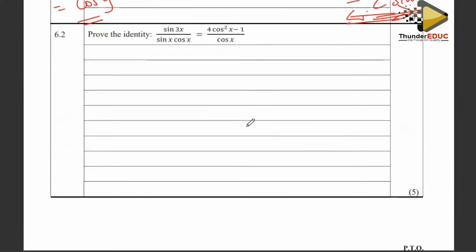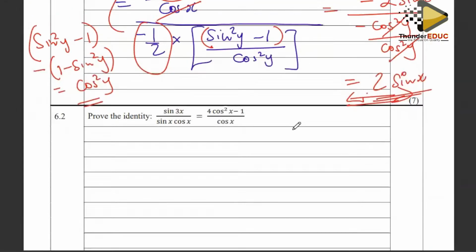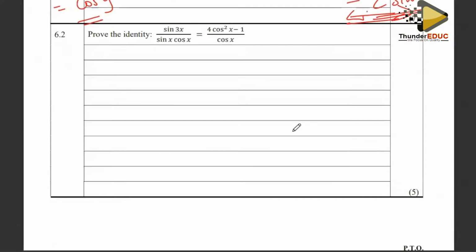All right, 6.2, prove this identity. Okay, prove the identity. We're being told that sine 3x over sine x cos x is equal to this. So let's start from the left-hand side because I have more elements there. So I know that sine 3x is going to be the sine of probably 2x plus x over sine x cos x. Let's expand the top using the compound angles.